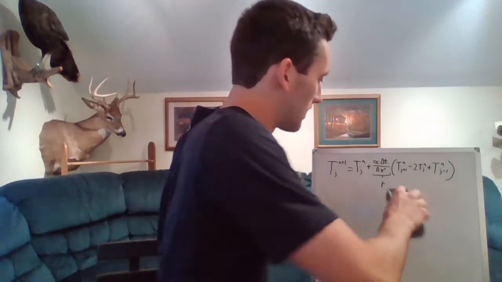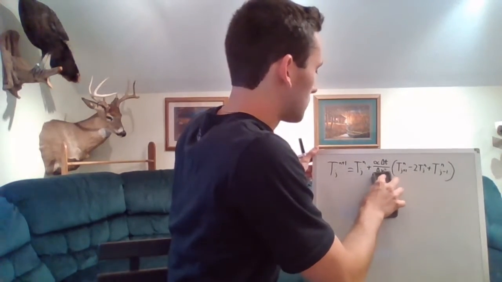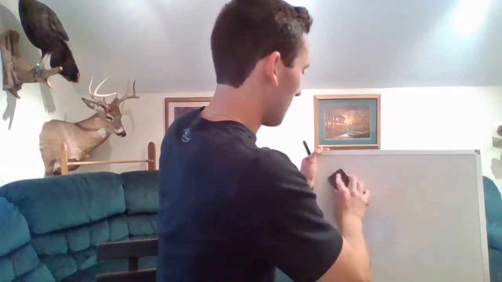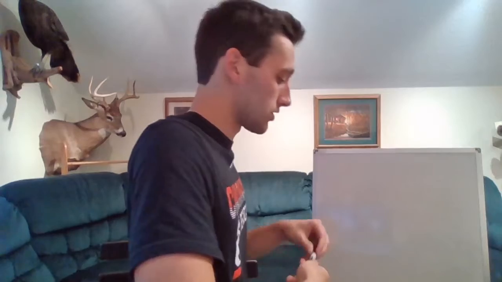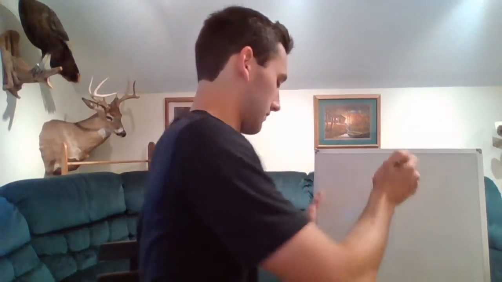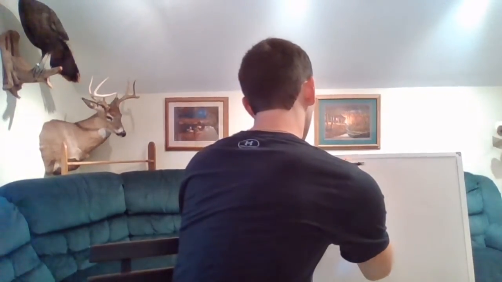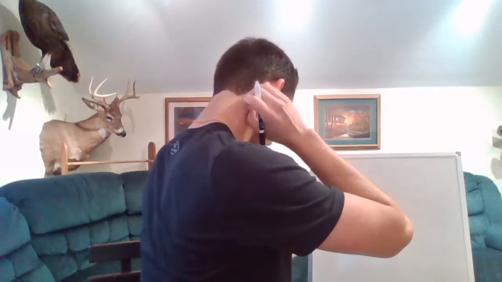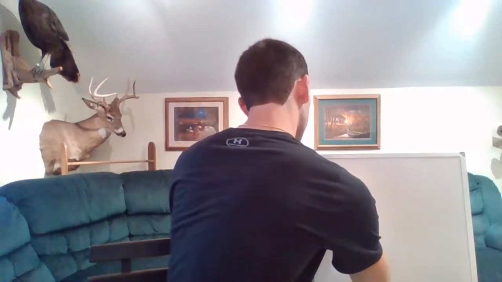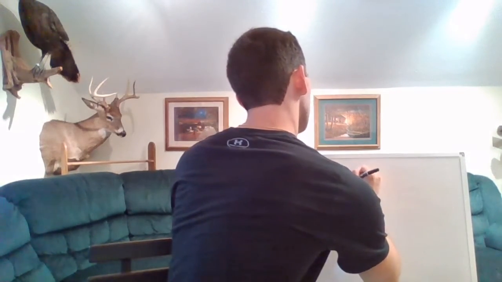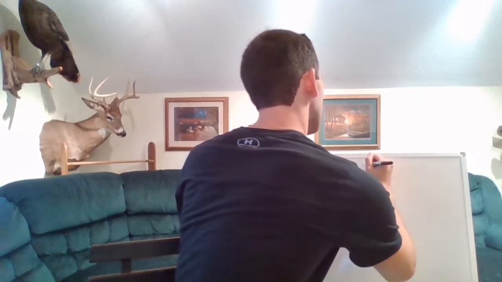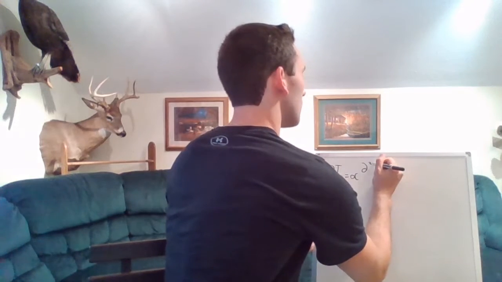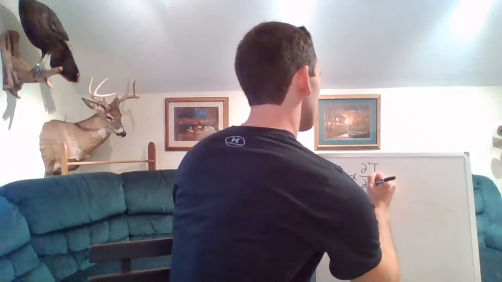So to demonstrate this, I'm going to actually erase this all. It's not crucial that that equation stays up there. So one thing to know is if we have the partial derivative of temperature in relation to time equal to alpha, which is thermal diffusivity, times the second partial derivative of temperature in relation to position.